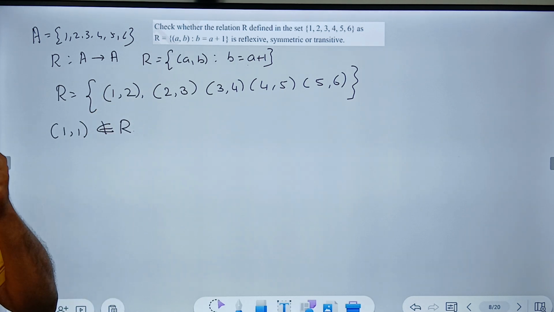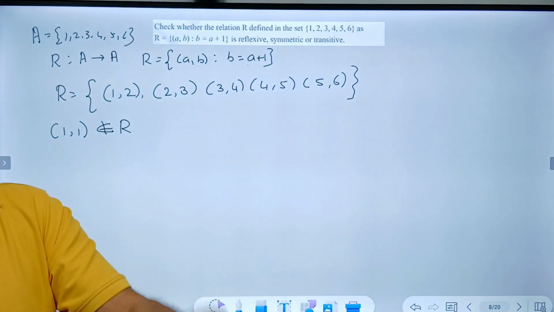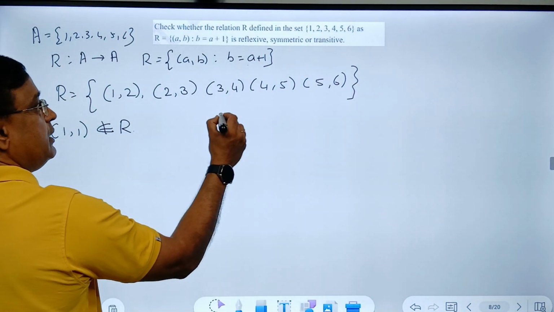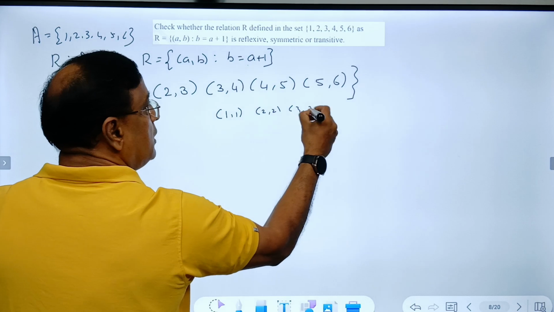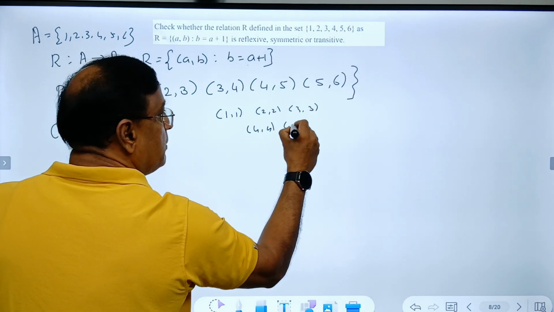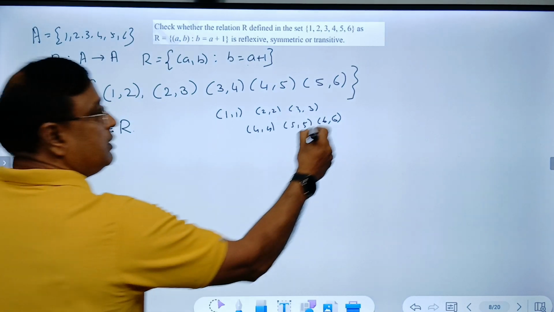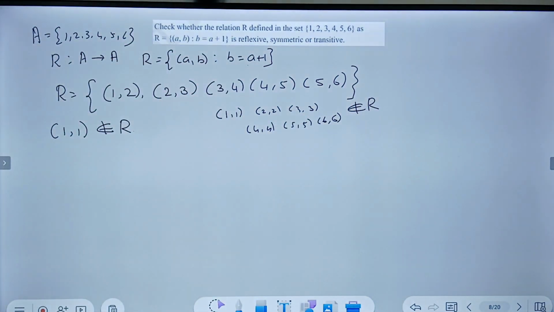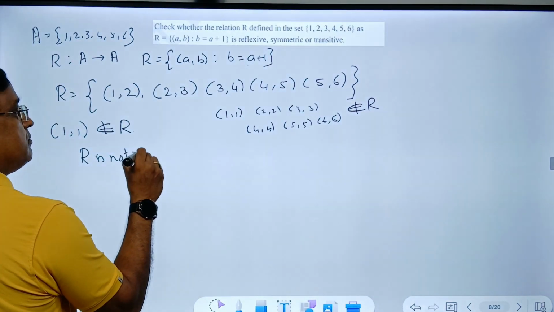If you want reflexive, you should have had (1, 1), (2, 2), (3, 3), (4, 4), (5, 5), (6, 6). All the elements should have been there. But none of them are there. Therefore, R is not reflexive.